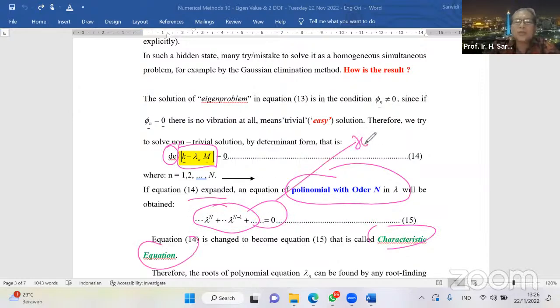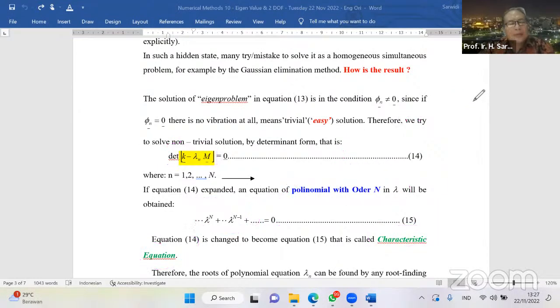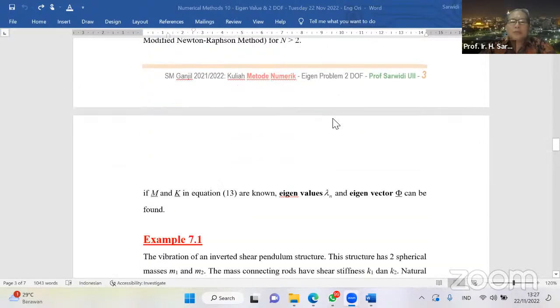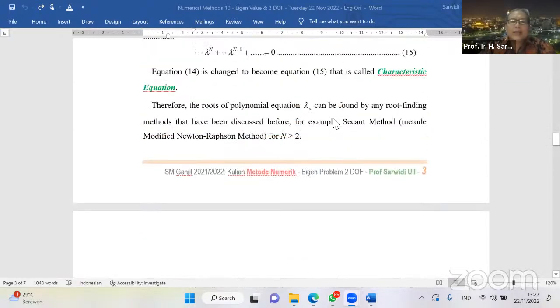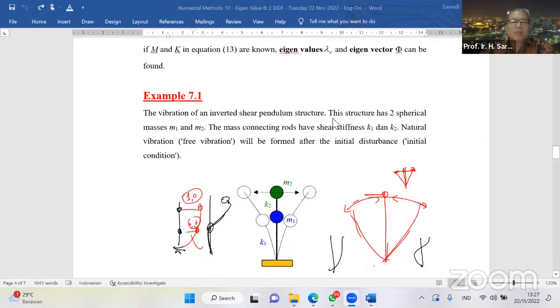Usually you write this one as x^n plus x^(n-1) plus x^(n-2), etc., until a constant equals to 0, for example. But you replace x here by lambda here. So this is the characteristic equation, and you can solve, finding x1, x2, x3, or lambda 1, lambda 2, by using, for example, if numerically, you can use the modified Newton-Raphson method. Next, then you will see the example here.